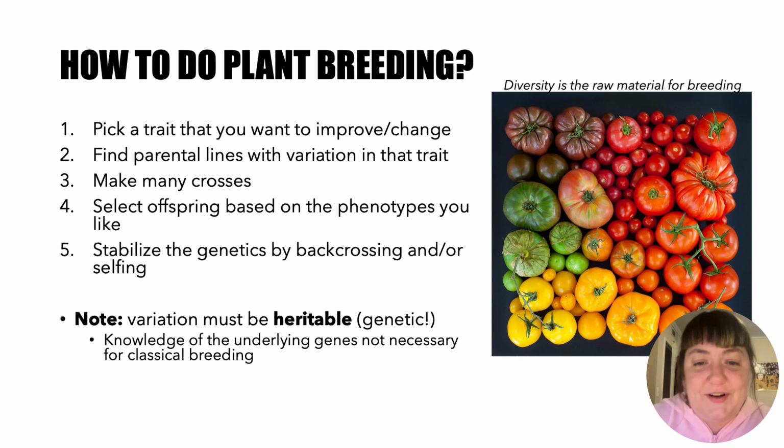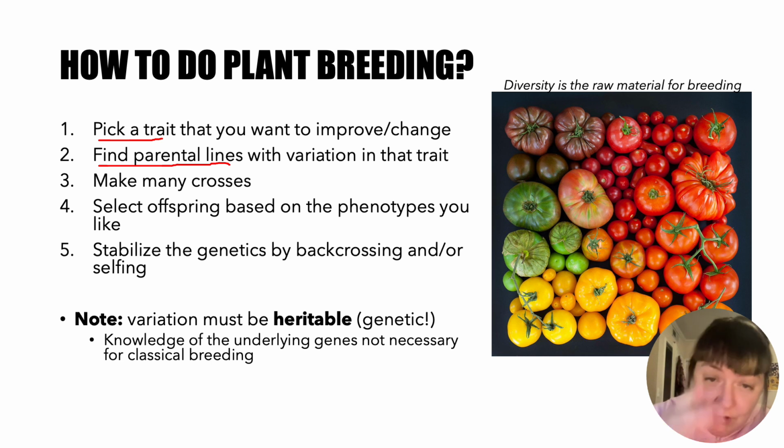After hearing all this, you probably want to do some plant breeding. So here are the steps to doing that. First of all, you need to pick a trait that you want to improve or change in your crop. I guess the step before that would be pick your crop, and then pick a trait that you want to improve or change. Then the most crucial step is finding parental material that has variation in that trait, because diversity is the raw material for breeding. If the trait that you're trying to breed for doesn't exist in the parent population, it's going to be hard to select for that, right?